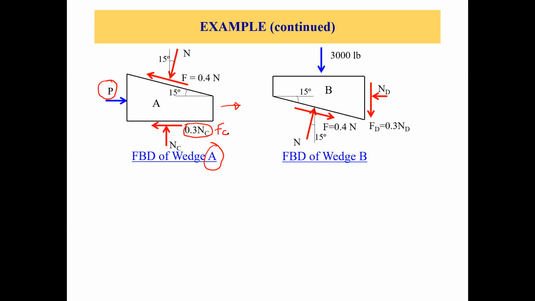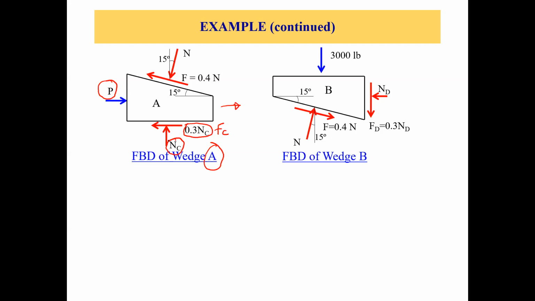And what is FC? We know it's mu s times NC. And what is the coefficient of static friction? It's 0.3, right? And this is the normal force, NC, between the ground and the wedge A, acting perpendicular to the surface, right? So FC would be equal to 0.3 NC, and that's the friction force acting at the contact surface of the ground and wedge A, okay?